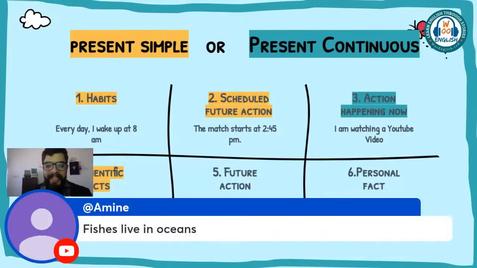All right, I really love this example by Amin. Fish live in the ocean. Let me give you a tiny tip, Amin. The plural of fish is fish, right? It doesn't change. I can say one fish, two fish, three fish. It absolutely doesn't change. So, fish live in the ocean. I completely agree, this is a very good example. It's correct. It's a scientific fact and it uses the present simple.